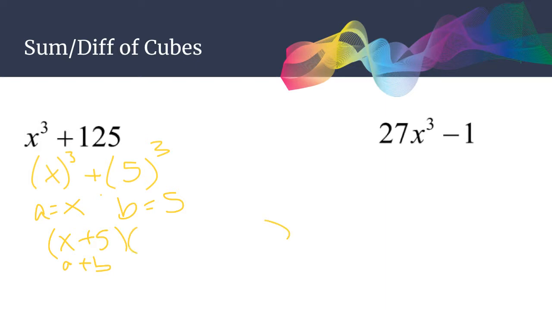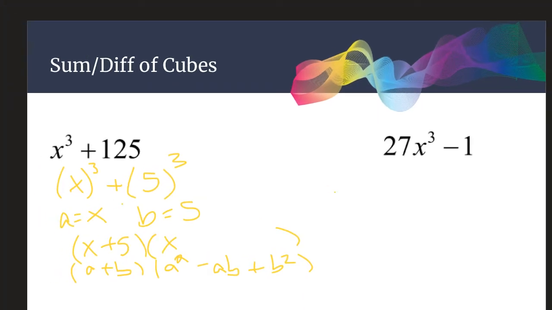Now the formula, again on the previous slide, had a squared minus a times b plus b squared. And that would be the second half. So a squared in our example here would be x times x, which is x squared. And then we have a times b, so that would be 5x. And the formula has a minus sign in it, so we put the minus sign there. Plus our b squared, so that would be plus 25.